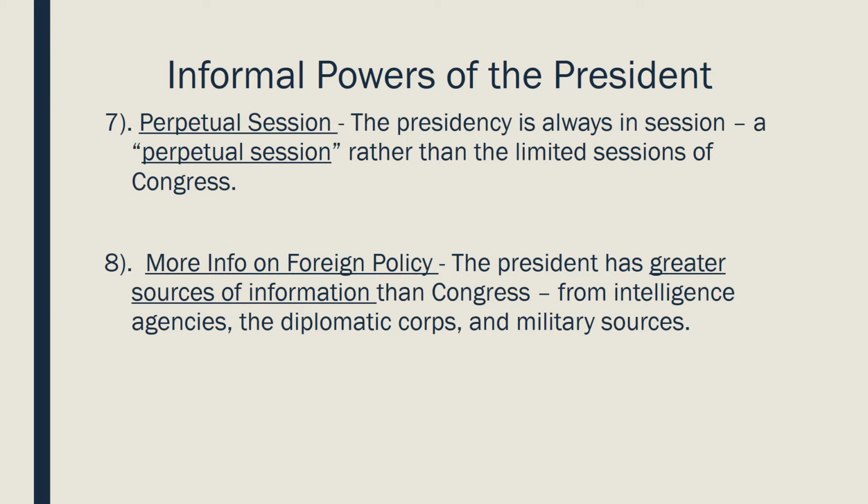Another informal power of the president is that the president is always there. And this is what this terminology, perpetual session, is a reference to. Congress has limited sessions. They are in Washington only part of the year, part of the time. They're only in session in Congress a few days a week, and then they have long stretches of recess.